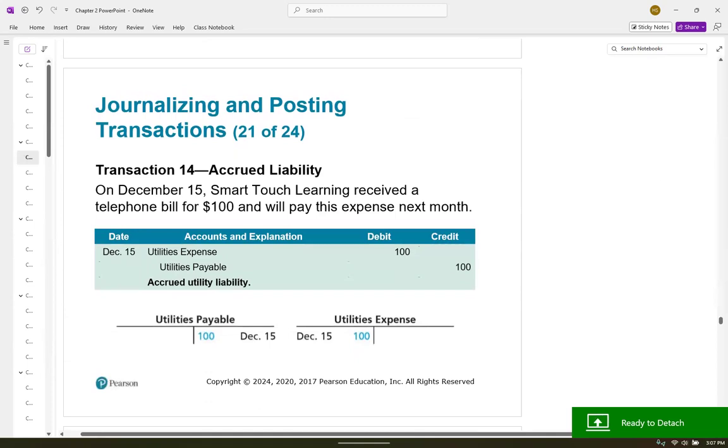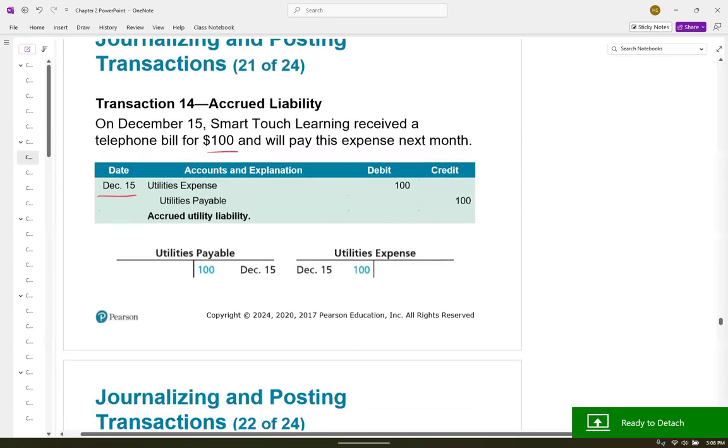On December 15th, Smart Touch Learning received a telephone bill of $100 that it will pay next month, but it's this month's phone bill. Okay. So we have to debit utilities expense and credit utilities payable on December 15th, because that is a bill associated with this period of time for accounting purposes. It doesn't really matter that cash is going to go out sometime later.